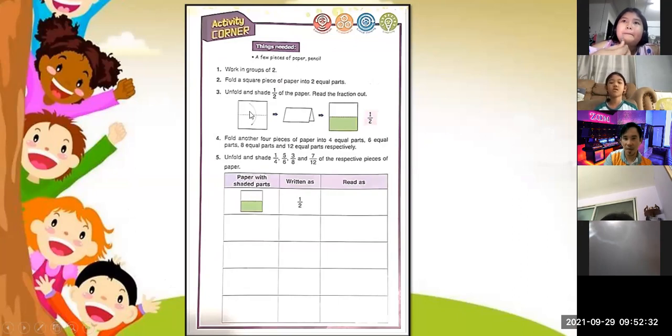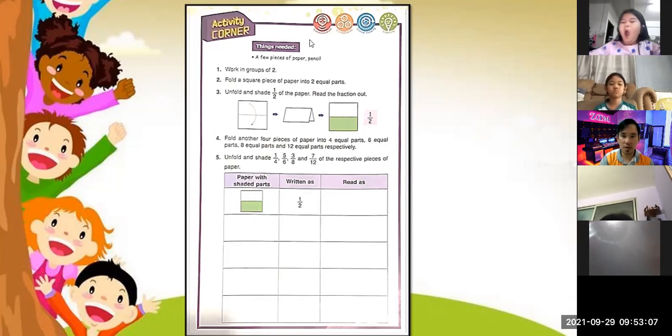This is the paper, right? So fold, it looks like this. And then you will write here as 1/2. This is what I told you a while ago on page 69. So you can see it on page 69. You will see here written as 1/2 or read as 1/2.